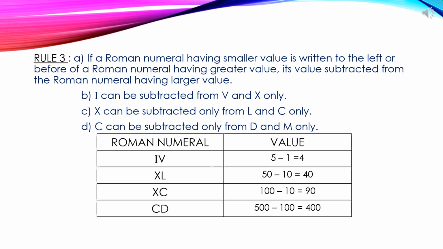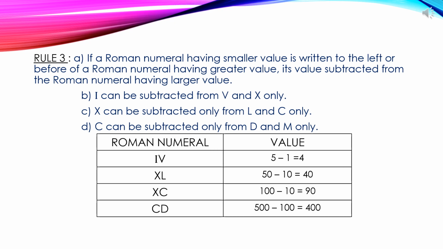Now let's understand with the help of this table. First number IV, where I denotes 1 and V denotes 5. 5 is greater than 1. Here I have written 1 on the left-hand side, or before, the 5. So we will subtract: 5 minus 1 is equal to 4.